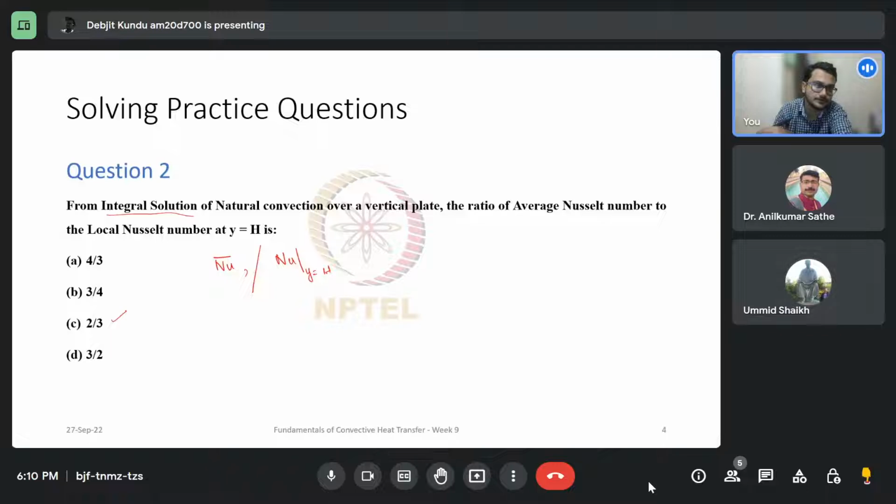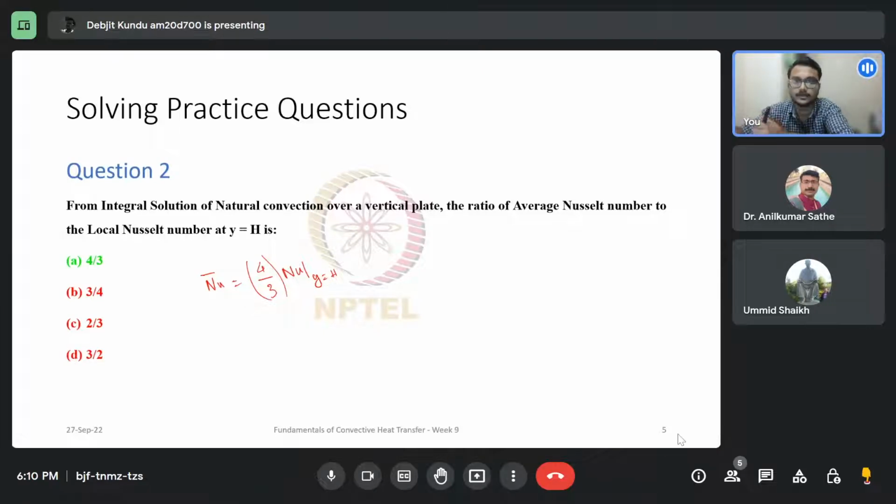2 over 3 answers. Anything else? I think it is 4 by 3. 4 by 3. Okay, let's have a look at the correct answer, and 4 by 3 is the correct answer. So, the average Nusselt number was found to be 4 over 3 of the local Nusselt number at y equal to. So, the ratio of these two will be 4 over 3.